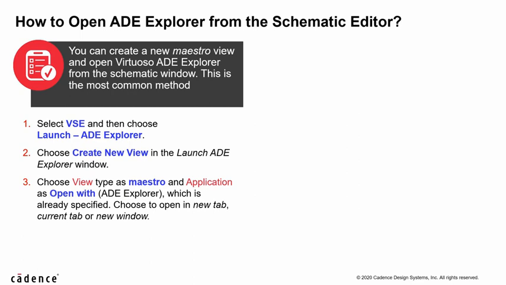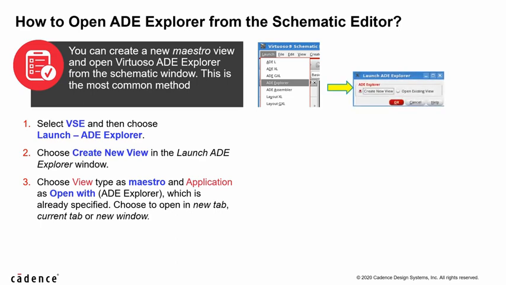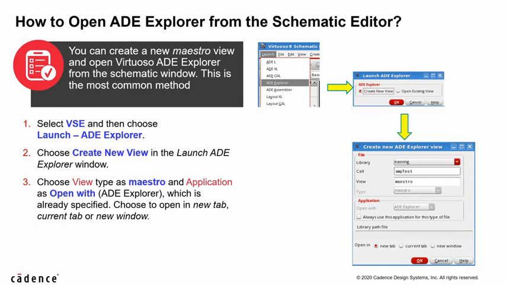So how do you create a new ADE Explorer cell view from the schematic editor? You saw how you could do it from the CIW on the previous slide. In the schematic editor, go to the Launch menu and choose ADE Explorer. This will bring up the Launch ADE Explorer dialog, from which you can choose either option. If you choose the radio button to create a new view, the Create New ADE Explorer View form comes up. Here your application is already set and you cannot change it since you're actually using the ADE Explorer menu item from the Launch menu. So it's already set to ADE Explorer, and so is the type.